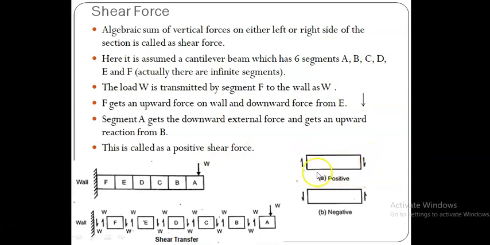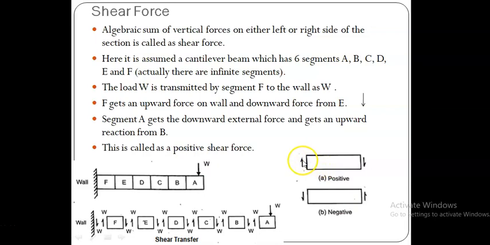Suppose we have a segment like this, and on its left side it has an upward shear force, and on the right side a downward shear force, of equal magnitude. So we have two shear forces at its two ends in order to maintain equilibrium. This kind of shear force acting on the segment or section is called positive shear force.